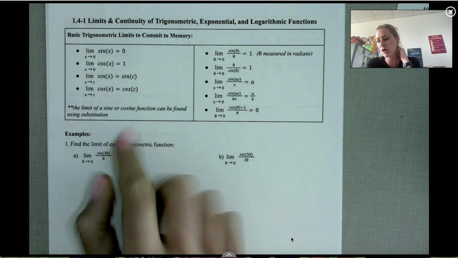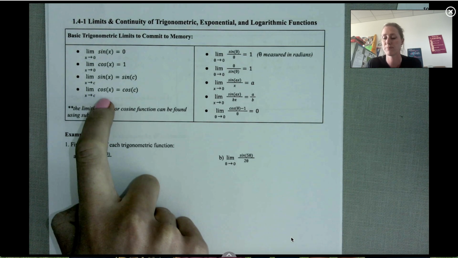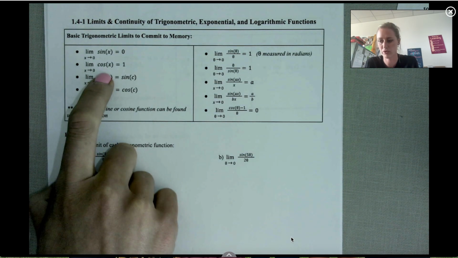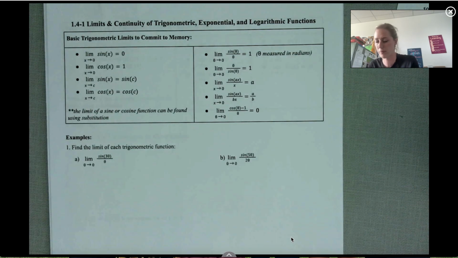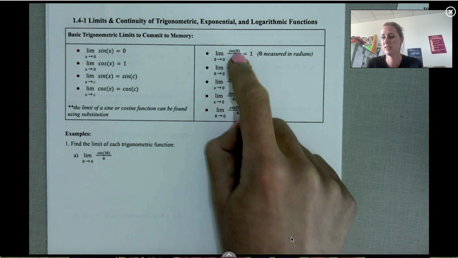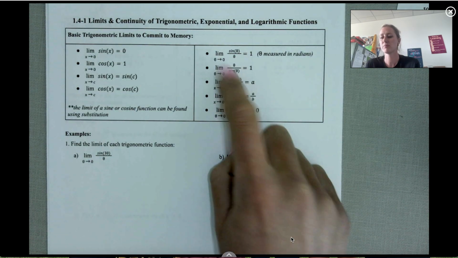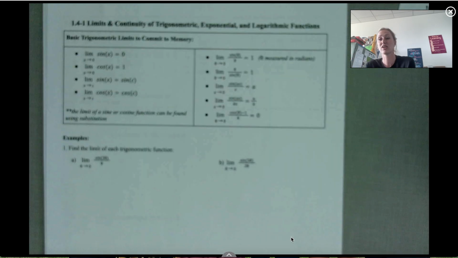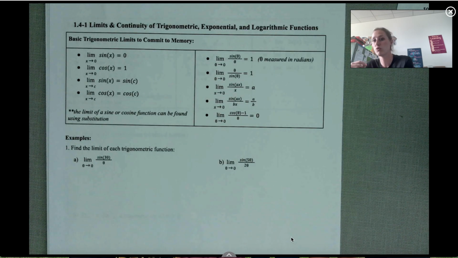Basically, sine and cosine are both great ones for just using substitution. So when I substitute in 0, sine of 0 is 0, cosine of 0 is 1. So those are two that show up a lot. These ones, if theta is measured in radians, the limit as theta approaches 0 of sine of theta over theta is always going to equal 1.